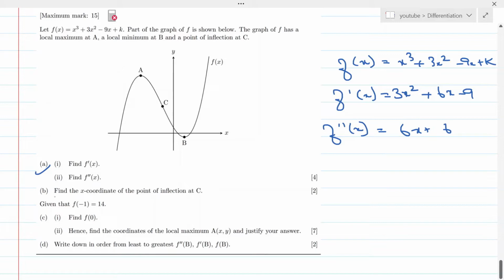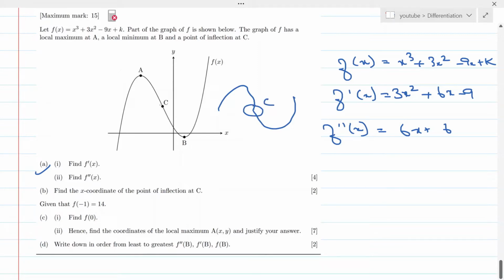Now I'm going to move on to the B part, which is find the x coordinate for the point of inflection C. So clearly the point of inflection is the value that they want us to find. If you notice, C is also the point where the shape of the curve is changing. So one part of it is concave down and one part is concave up, and this point where it's meeting, that point is C.